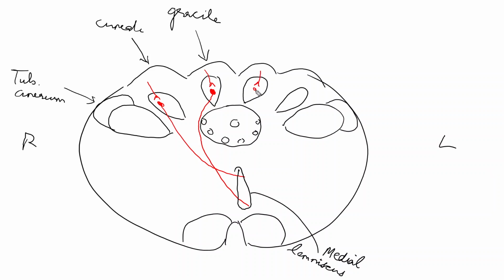First order neurons of fasciculus gracilis end here. These fibers travel forward and they reach here. Ascending first order neurons of fasciculus cuneatus end here. Their axons cross over, reach here, forming the medial lemniscus of the other side as well. Right? This happened. So these decussating fibers, this whole thing is called as sensory decussation.